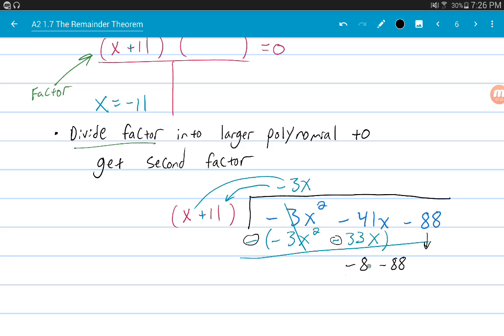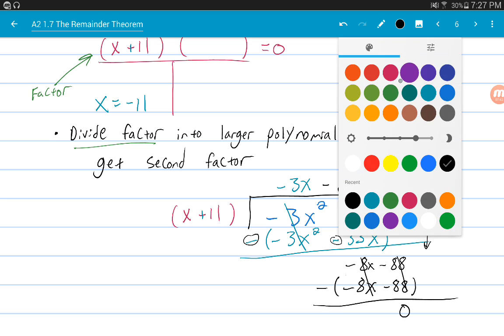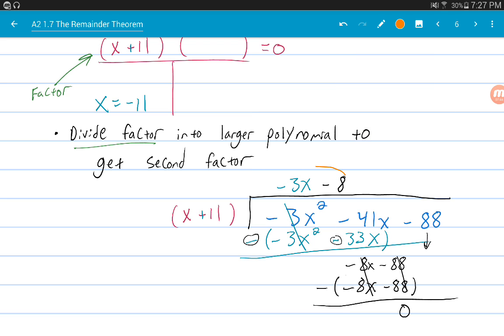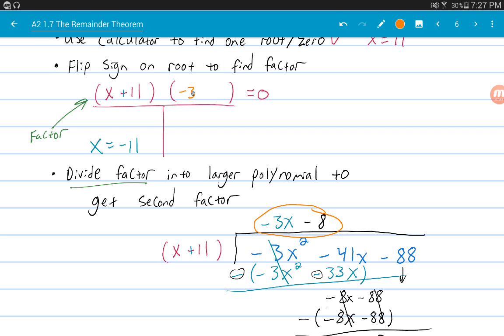Now x goes into negative 8x a negative 8 times. I distribute the negative 8 over. Negative 8 times x is negative 8x, and negative 8 times 11 is negative 88. Parentheses and subtract, they both cross out, and I get a 0 remainder. That's what I expected because we were talking about factors this whole time. Now that means that this right here is my other factor. Negative 3x minus 8.